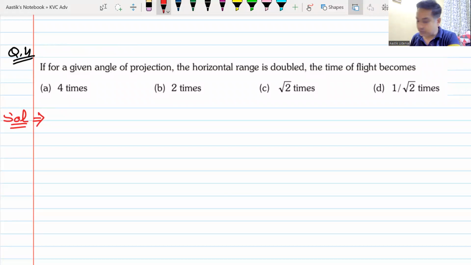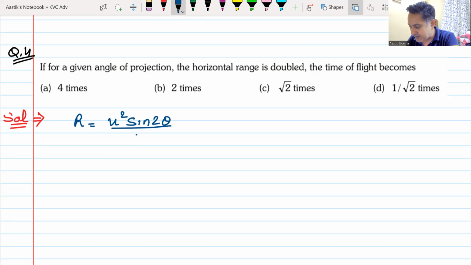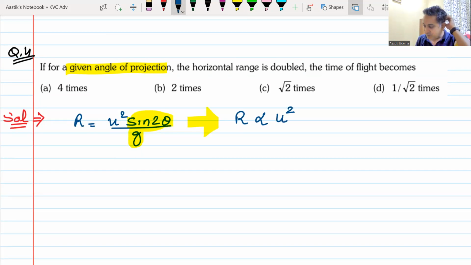Okay. So if I remember, the formula for range is u square sine 2 theta by g. Here, what is given is for a given angle of projection. So this angle of projection remains constant, so sine of 2 theta also remains constant. G is constant. So I can write, my dear friends, that R is proportional to u square. Yes or no? For a given angle of projection, range is proportional to u square. Can I have raised hands from everyone in the class that we understand this?